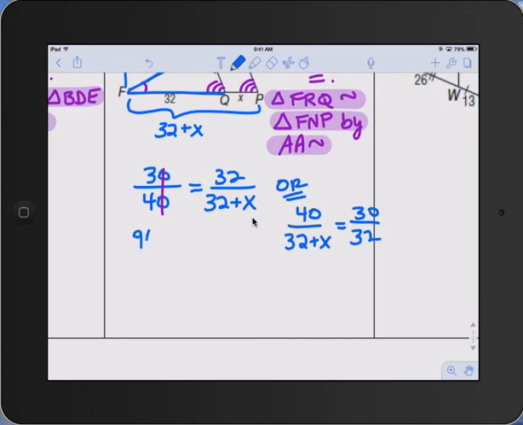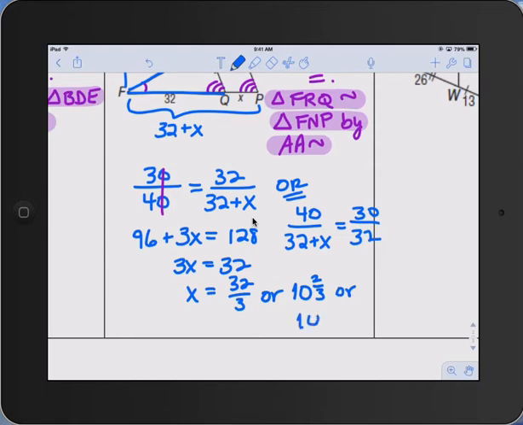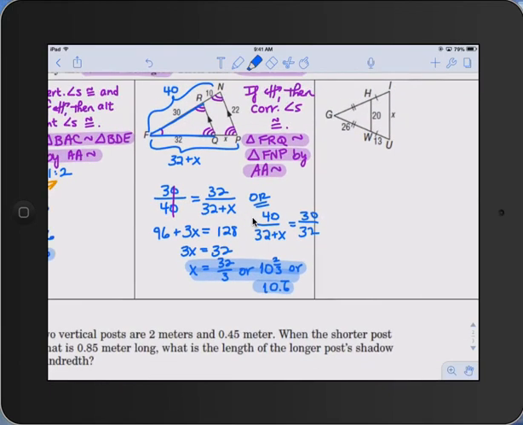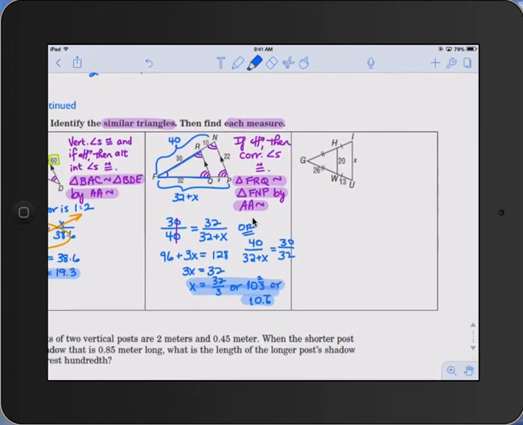96 plus 3x is equal to 128. So 3x equals 32. X equals 32 over 3, or 10 and 2/3, or 10.6 repeating. Any of those are fine. Please just make sure you do not round the answers at all. Don't make it 10.6. Make it 10.6 repeating if you're going to turn it into a decimal.